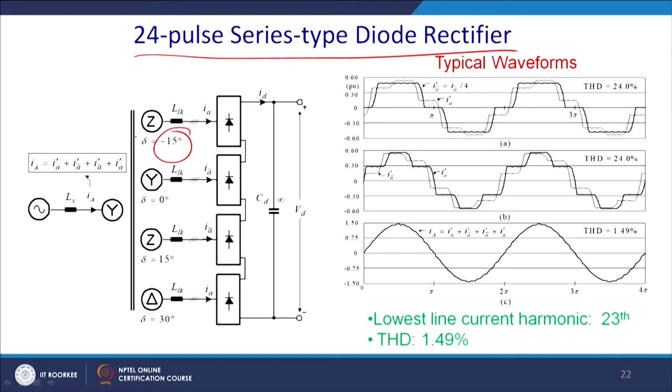So, this will have a phase shift by delta, and this is a star. This star and star will have the same phase, and from there we will have a minus 15 degree phase shift, and this zigzag transformer will have a plus 15 degree phase shift. Thereafter, we will have a delta that definitely will give you a 30 degree phase shift.